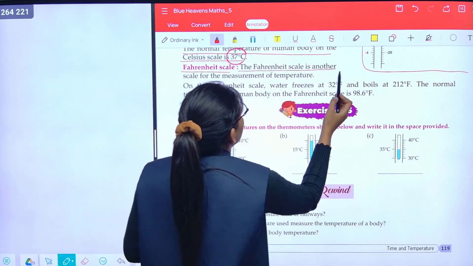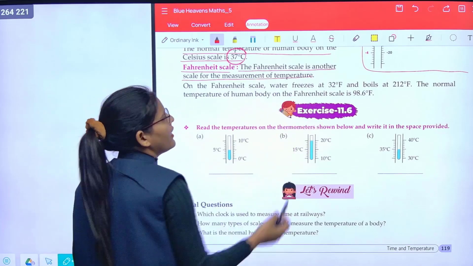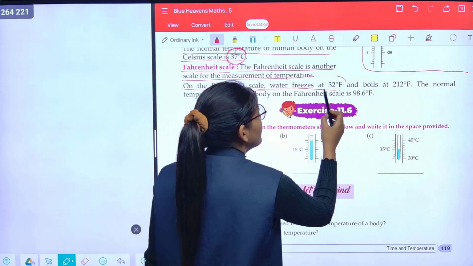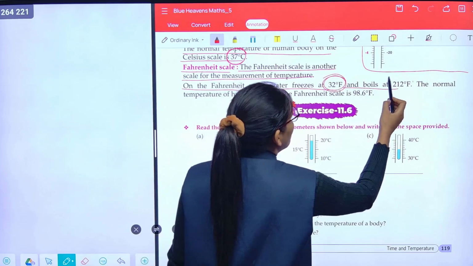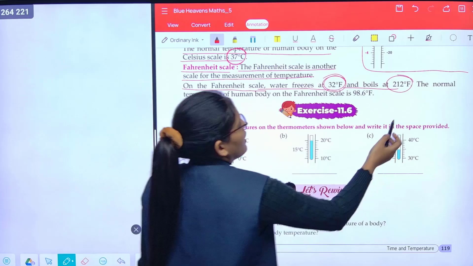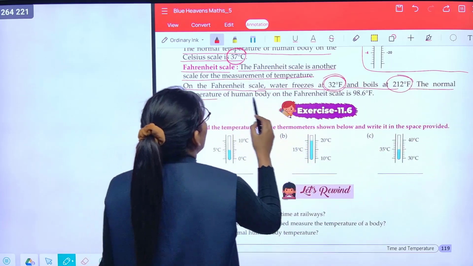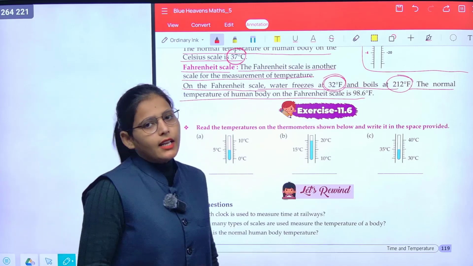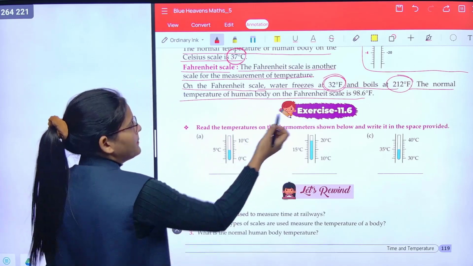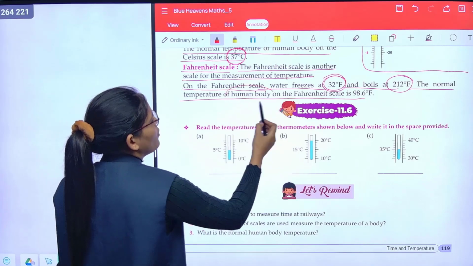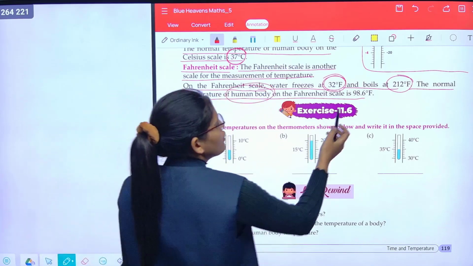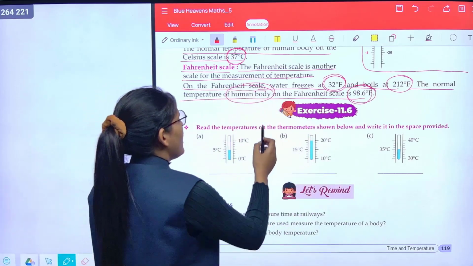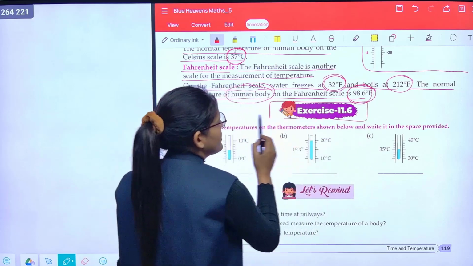Now Fahrenheit scale. The Fahrenheit scale is another scale for the measurement of temperature. Understand class? On the Fahrenheit scale, water freezes at 32 degree Fahrenheit and boils at 212 degree Fahrenheit. The normal temperature of the human body on the Fahrenheit scale is 98.6 degree Fahrenheit. Okay class.